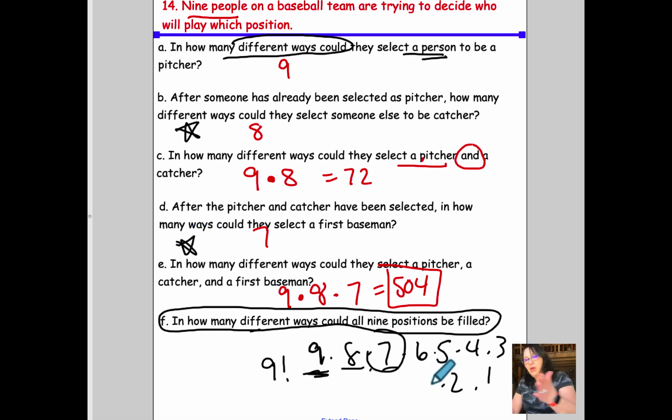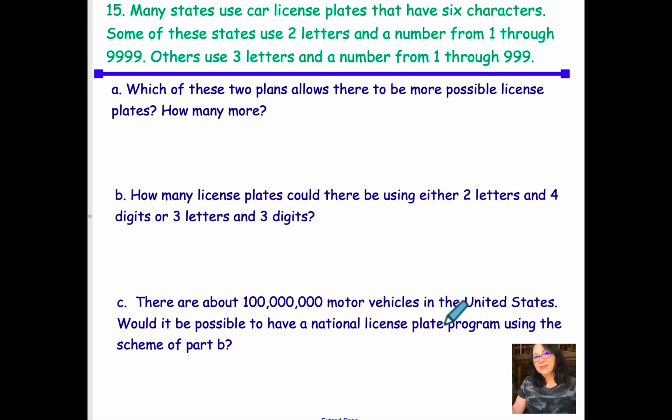But then to fill all the rest of the positions, I have 6 times 5 times 4 times 3 times 2 times 1. So for this one right here, we're talking about license plates.